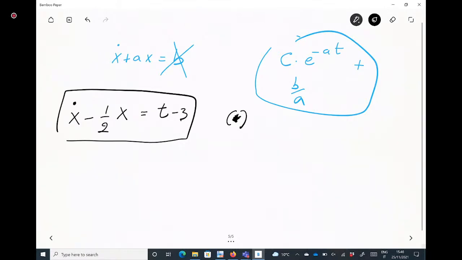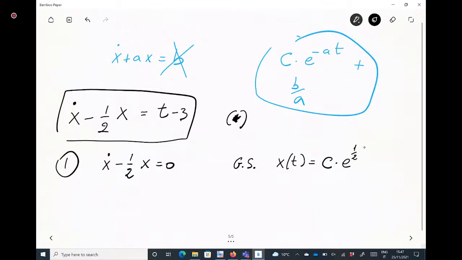In this way. First step, consider the system x dot minus 1/2 x is equal to 0. What is the general solution to this system? It is a constant growth model. x(t), arbitrary constant c times exponential of what? 1/2 t. Okay?